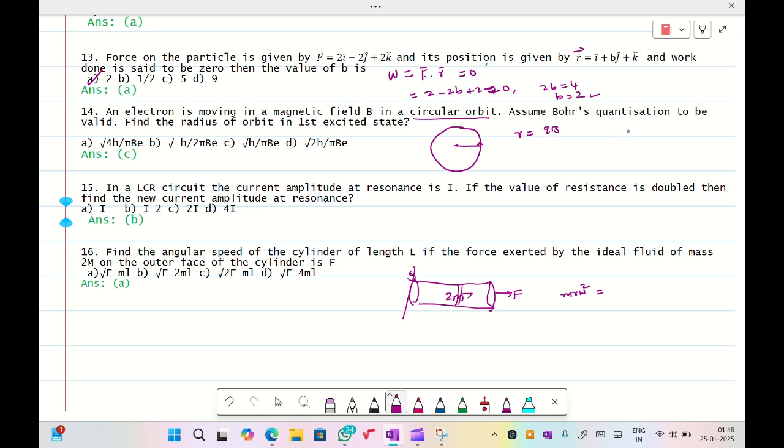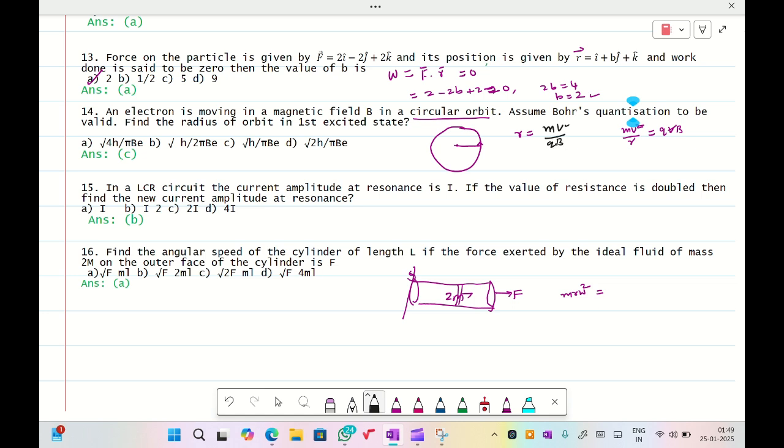Yeah, mv square by r is equal to qvb, since it is moving in a circular path. One minute, I am coming. The qv by v gets cancelled. Then r is equal to mv by qb. So r is equal to mv by qb.